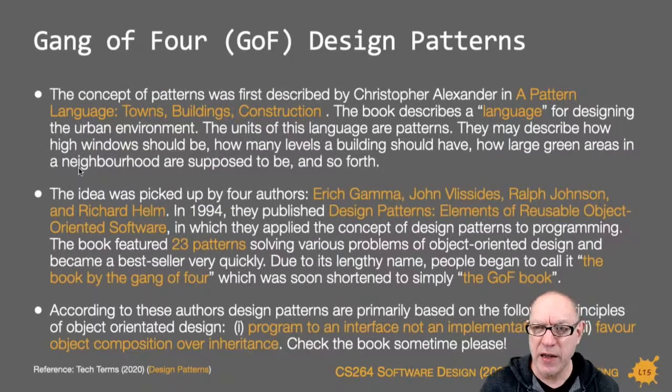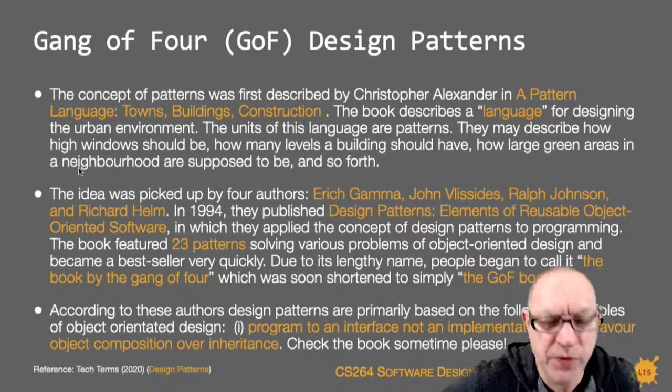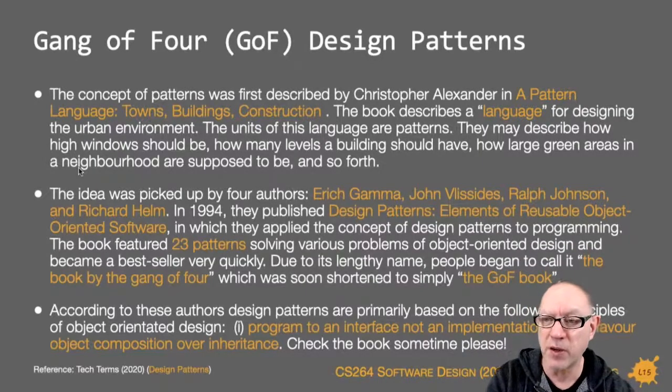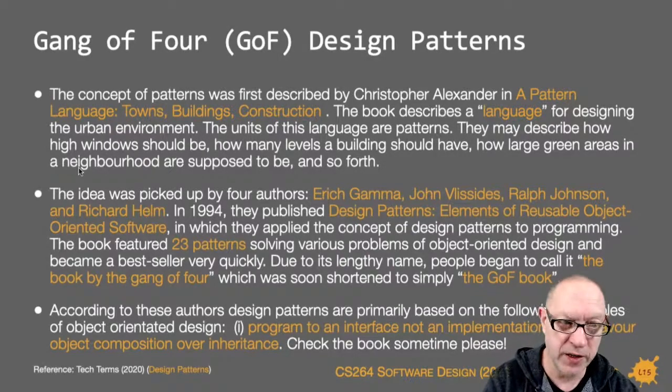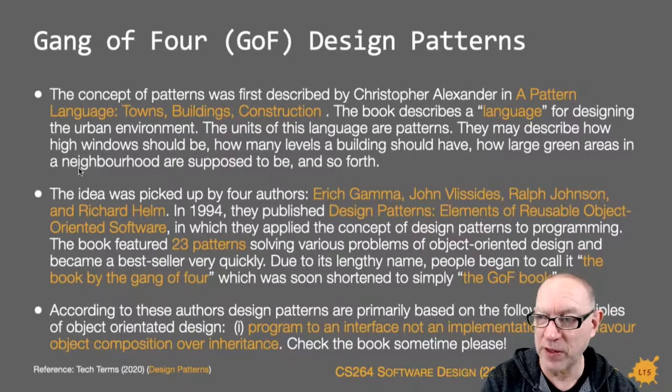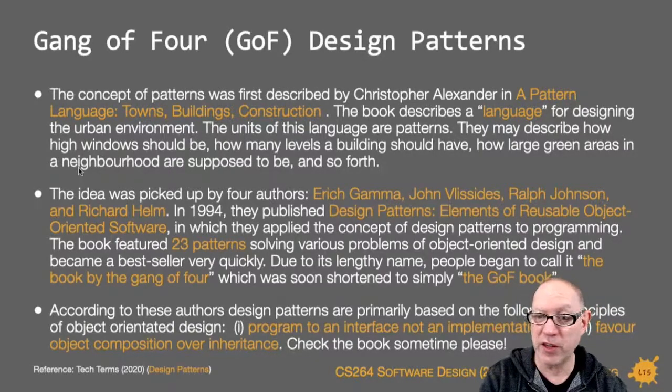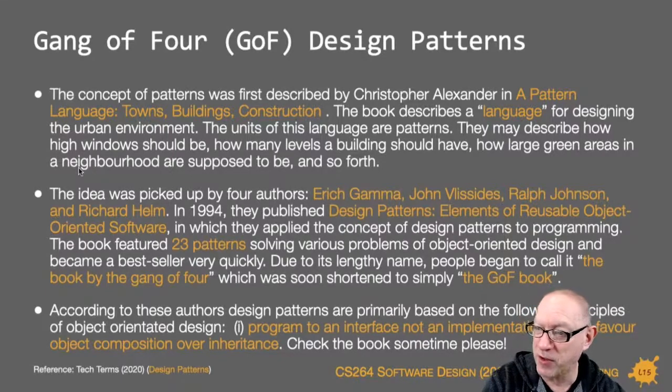So you hear often about the Gang of Four, the GOF design patterns. I've mentioned it before, so where does this come from? There are 23 patterns there. The concept of patterns was first described by Christopher Alexander in A Pattern Language: Towns, Buildings, Construction. So it wasn't anything to do with software at all, and it describes a language for designing the urban environment. And the units of this language are patterns. They describe how high windows should be, how many levels a building should have, how large a green area should be, all that kind of stuff, and it's done with patterns.